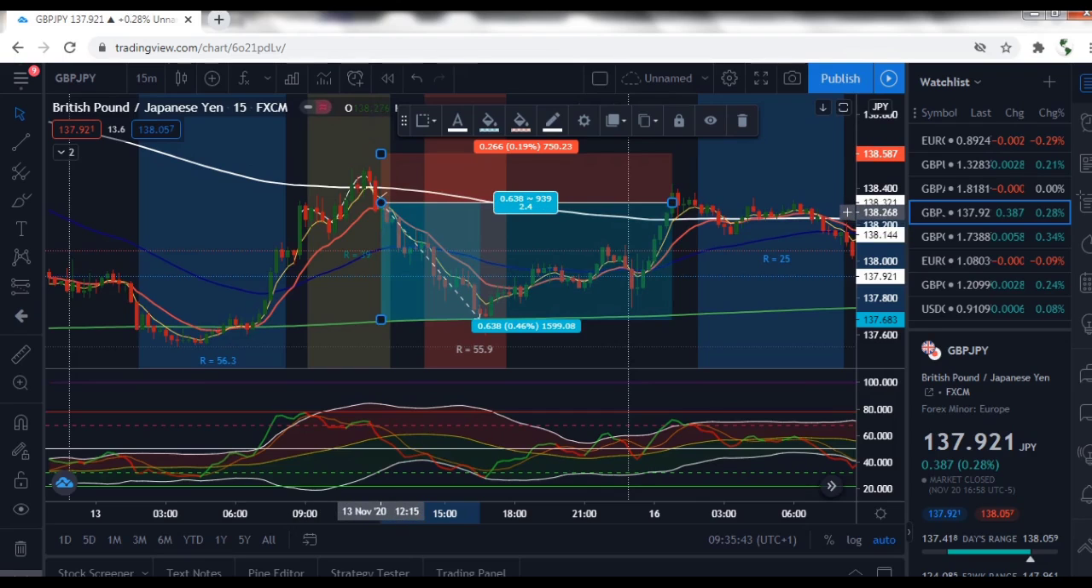Most times our entry sometimes should be the 5 and 13 cross. Here we had price pinned to the 200 EMA, and a shark fin in the TDI. These were confirmations for sale, you understand? Because here we are already at an overbought area.